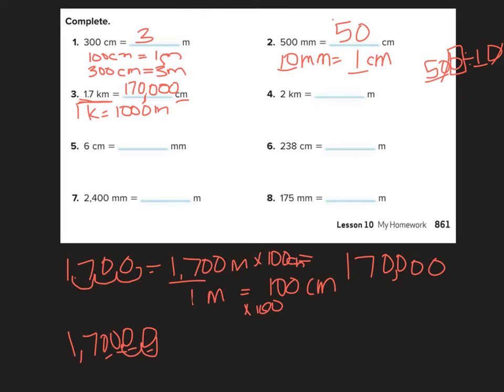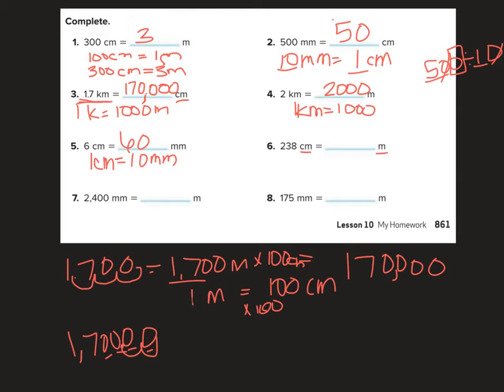Okay, a little bit easier. 1 kilometer equals 1,000 meters, so 2 kilometers is going to be 2,000 meters. Okay, 6 centimeters equals how many millimeters? We know 1 centimeter equals 10 millimeters. So that means 6 centimeters is going to be 6 times 10, 60. Okay, now I'm sure they're going to get tricky.